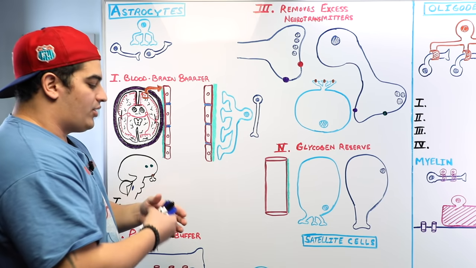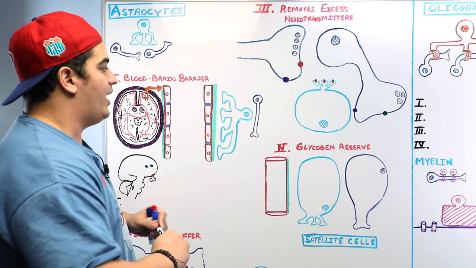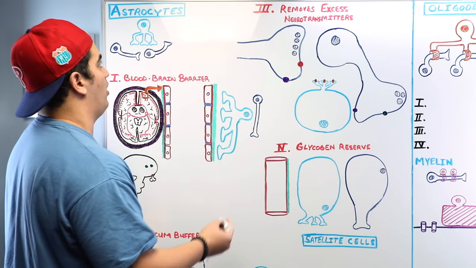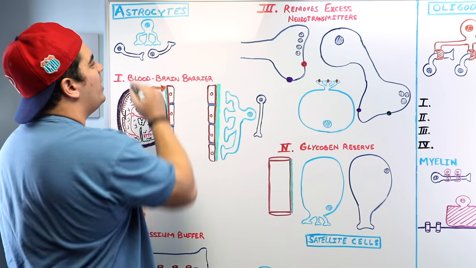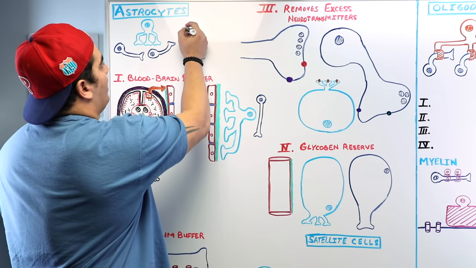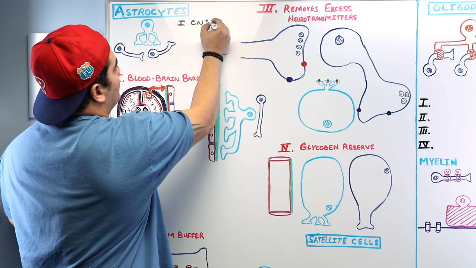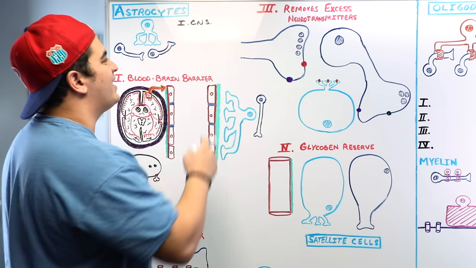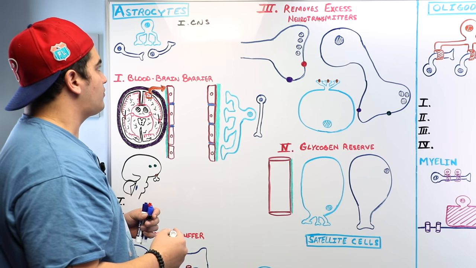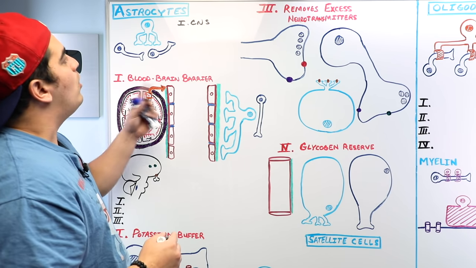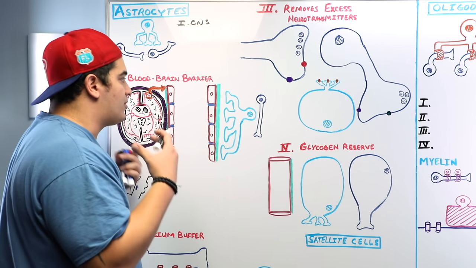So the first one we gotta talk about is the big daddy. This one does so much that it's worth a pretty decent discussion. And this is your astrocytes. Now, astrocytes are these really amazing glial cells, and they are only found in the central nervous system. So that's really important. They're found in the central nervous system, which is your brain and spinal cord. Okay? Now, they have multiple functions. What are those functions?